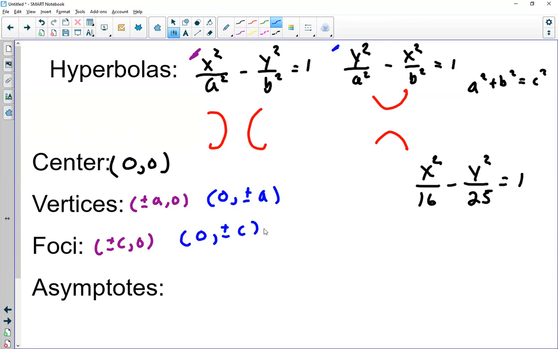And the asymptotes: y equals plus or minus a over b x. So this will always be consistent: y equals something times x. If it's horizontal, it would be b over a. If it's vertical, it would be a over b. But I don't like thinking of it this way.